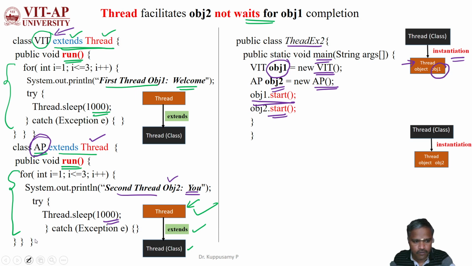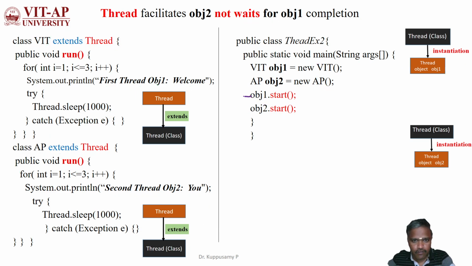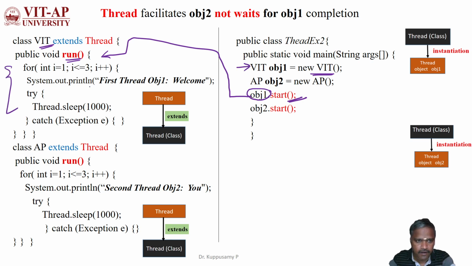Here obj1 is started, you see obj1 starts and executes automatically. The obj1 belongs to vit, so this vit has its run method. Already we know, once the java api invokes the start method, implicitly the run method will execute. The run method belonging to obj1 belongs to vit, so this run method will perform, right?